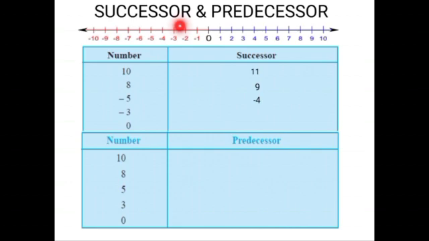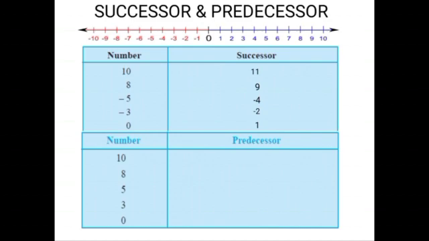Okay. What is the successor of -3? The number after -3, the number right to -3, is -2. Here we can see that -3 plus 1 gives -2. What is the successor of 0? The number after 0, or right to 0, that means 1.